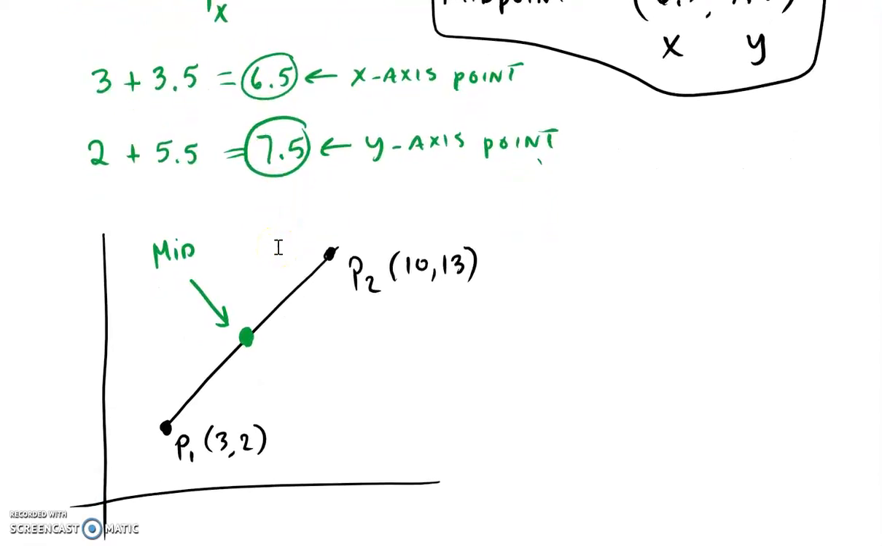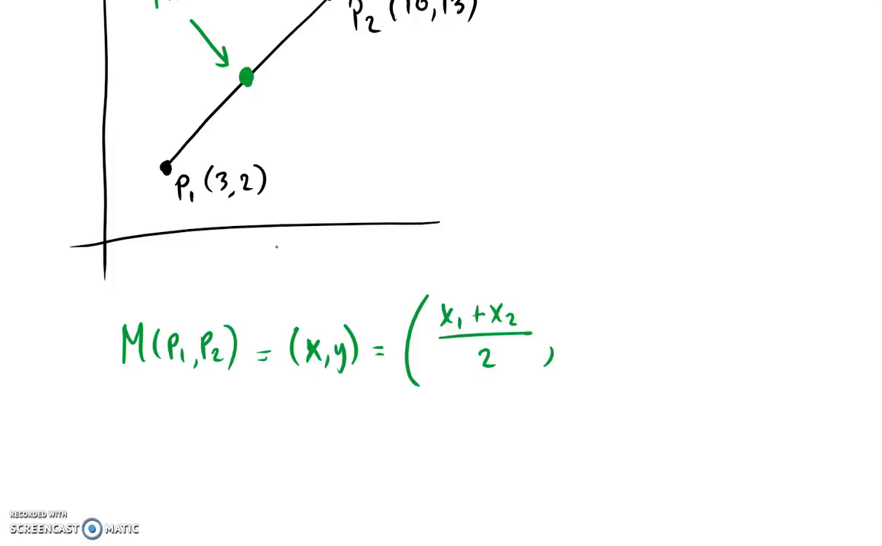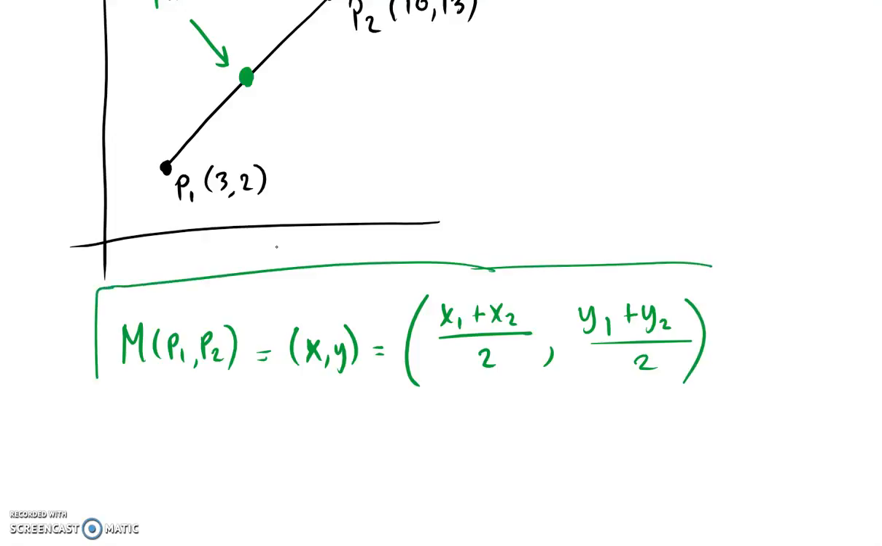Okay, so the midpoint formula basically states if you want to find the midpoint of two points, P1 and P2, and you want to find the x and the y of the midpoint, you would simply do x1 plus x2 divided by 2, and y1 plus y2 divided by 2. So this is the midpoint formula. Whenever you want to find the midpoint, you can simply use this formula here.